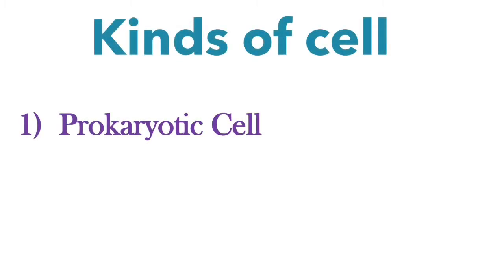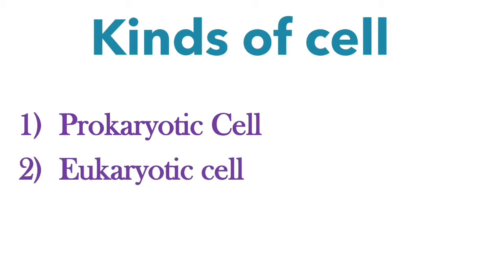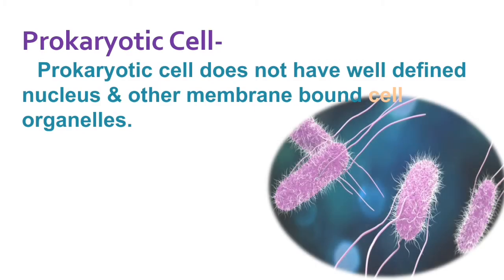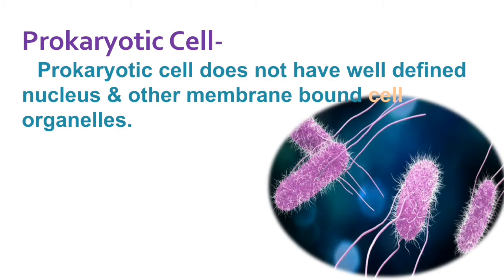Next point, kinds of cell. First prokaryotic and second eukaryotic cells. First we will see prokaryotic cell. Prokaryotic cell does not have a well-defined nucleus and other membrane-bound cell organelles.